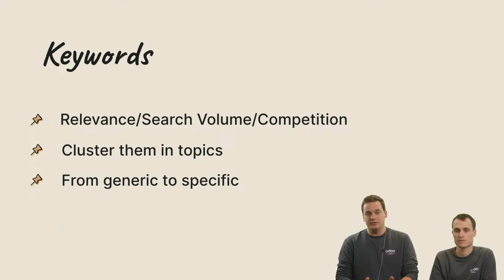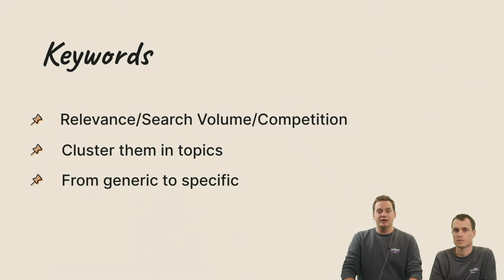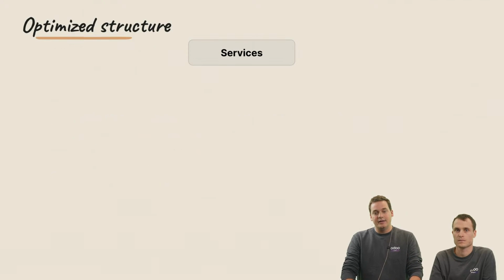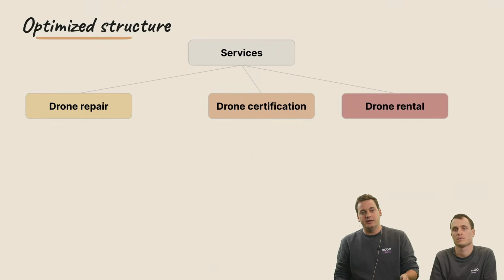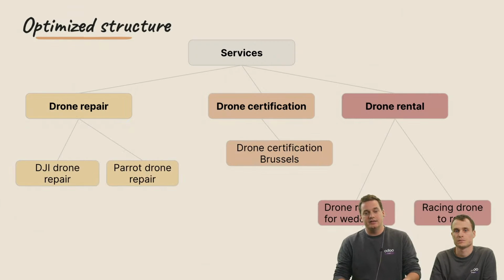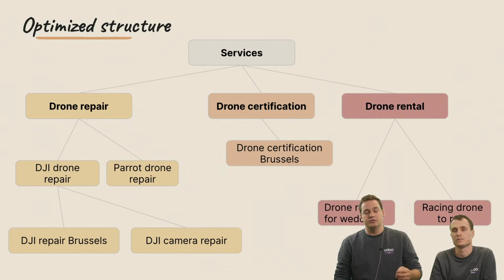As I said, we have to cluster the keywords by topics and pages, and we go from generic to specific. So we're going to have an example just now. Let's imagine a specific page about all the services that we offer, as I'm John and I offer a lot of services. My 3 services will be drone repair, drone certification, and drone rental. Then I have sub-services, and then another layer of sub-services, mainly being DJI Repair Brussels.